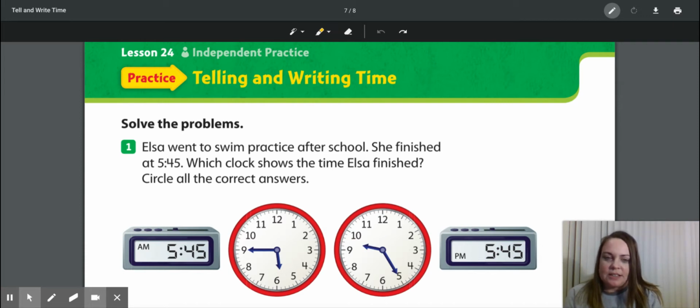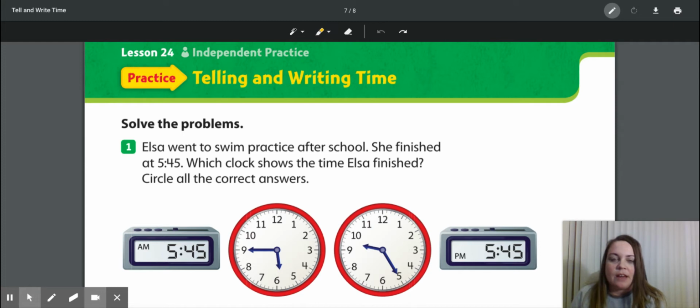Let's look at page 256, number 1. It says, Elsa went to swim practice after school. She finished at 5:45. Which clock shows the time Elsa finished? Circle all the correct answers. Think about what after school is. Is it AM or PM?